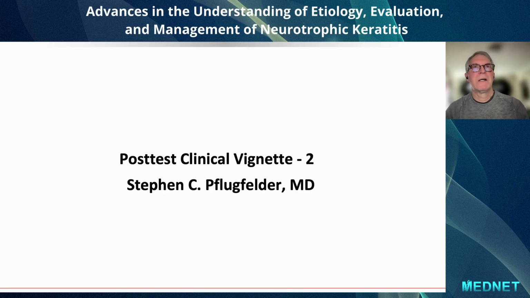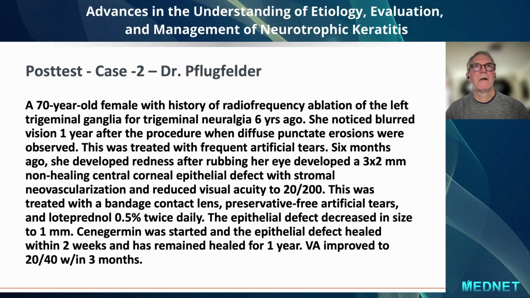So we're going to go back to the clinical vignette and then have a test question. Again, this was a 70-year-old with trigeminal neuralgia treated with radiofrequency ablation. She developed an NK with an epithelial defect that reduced in size somewhat with a bandage contact lens and medical therapy, but didn't completely heal. She was started on cenegermin, and the epithelial defect has remained healed, and vision has improved.